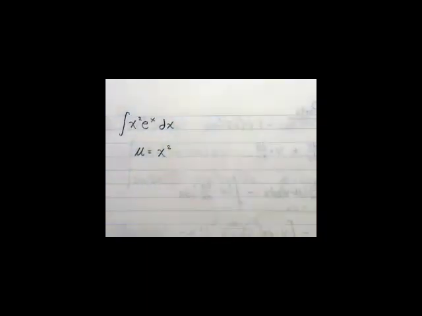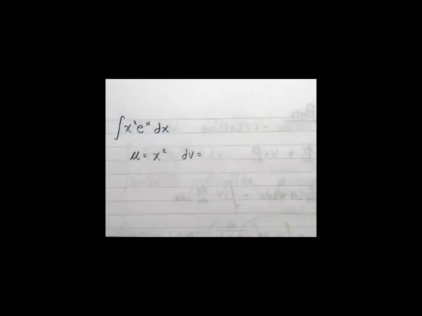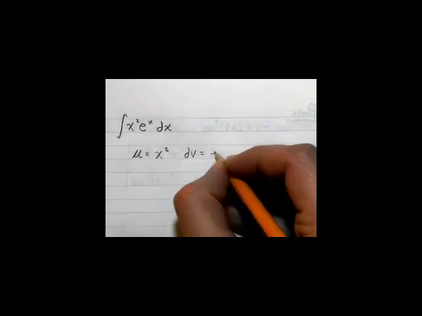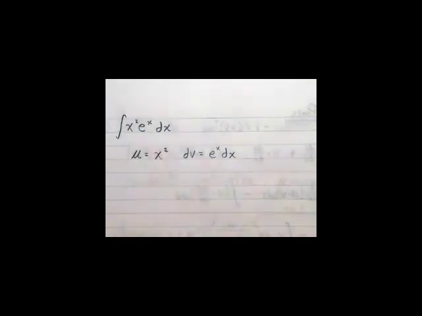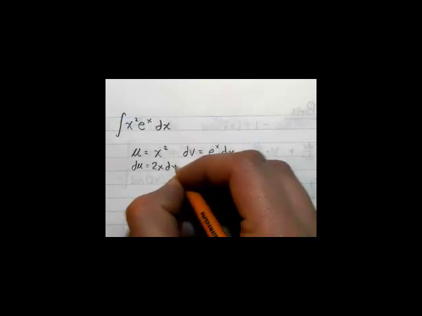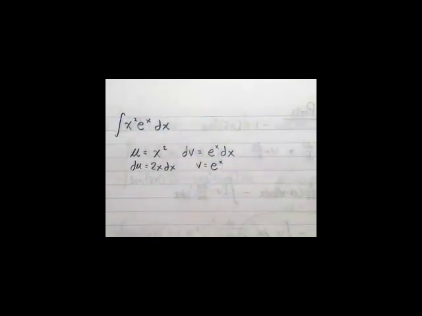Think about what's going to make it easier. If you choose it the wrong way, you have to go back and try it again and do it the other way. Just e to the x.